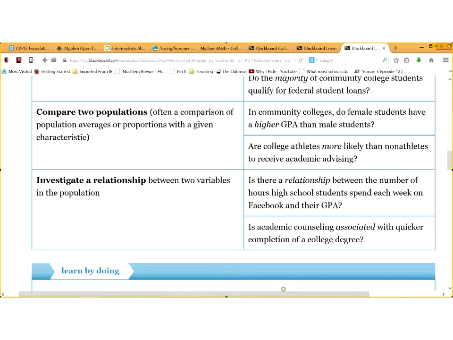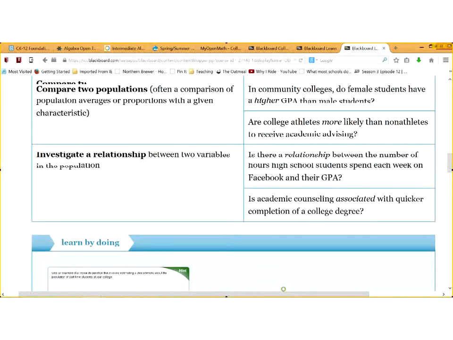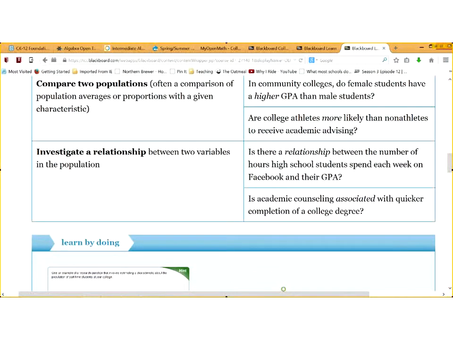Are college athletes more likely than non-athletes to receive academic advising? So then our populations are college athletes and college students who are not athletes. That's about a proportion. Yes or no, do they receive academic advising, and then the proportion who do.